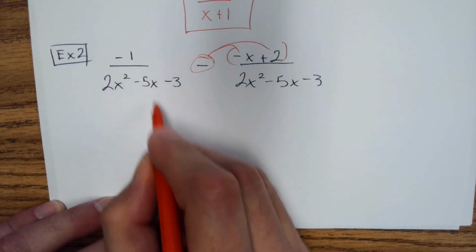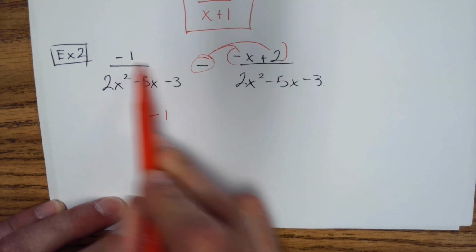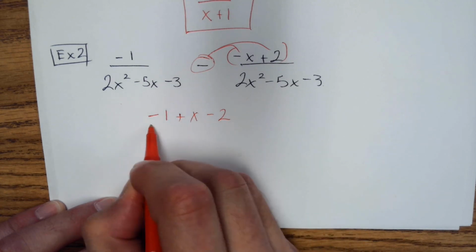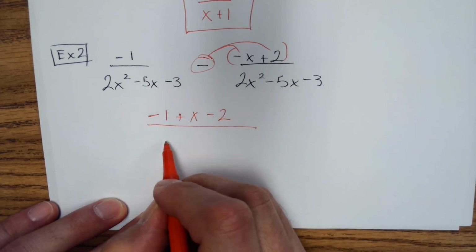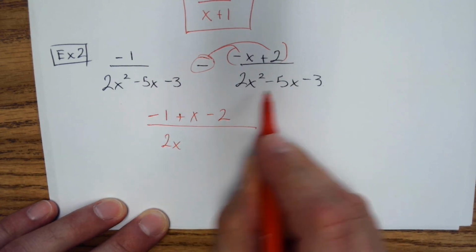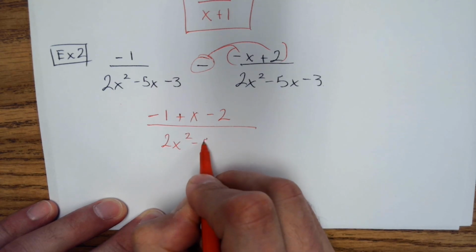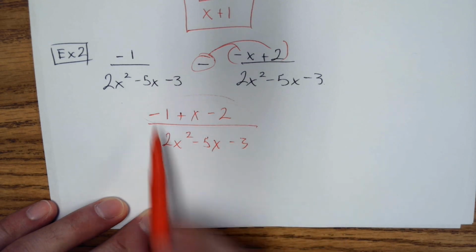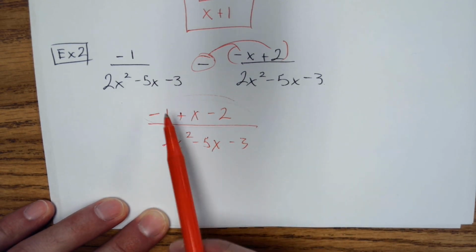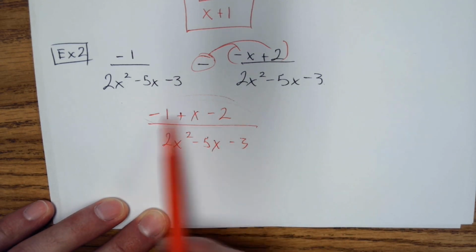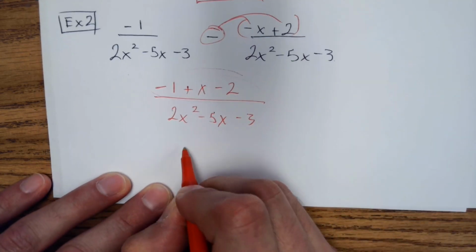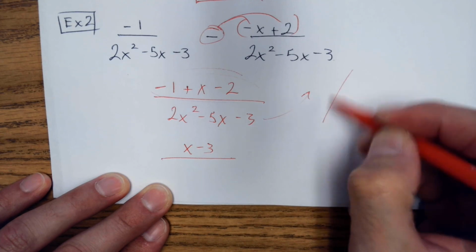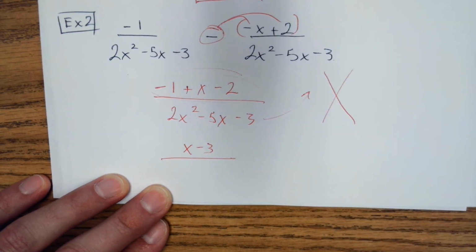And then I'll write the -1 plus x minus 2. And then the denominator, I write once because it's the same denominator already. Minus 5x minus 3. And then combine like terms in the top. So I have a -1 and a -2 that I can combine and get x minus 3. And then I will factor using the x method.